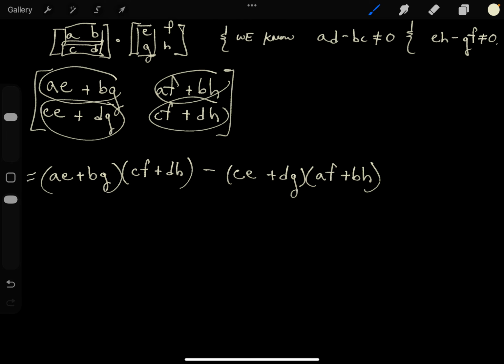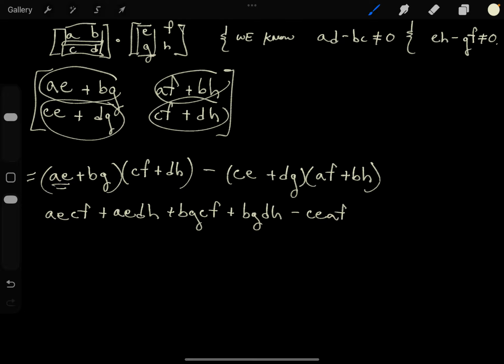So the only way I see to do it is by multiplying everything out and then combining the like terms. It's probably the only way. ACF plus AEDH plus BGCF plus BGDH minus CEAF.